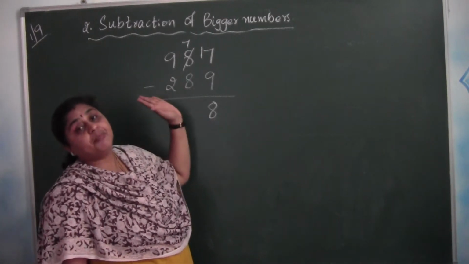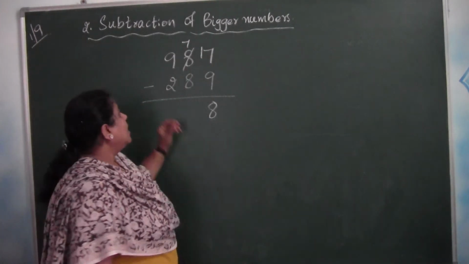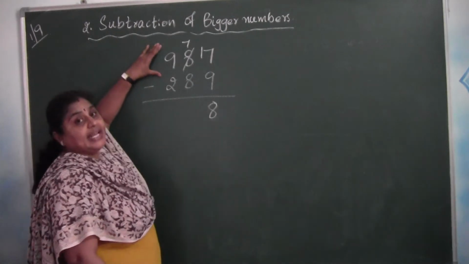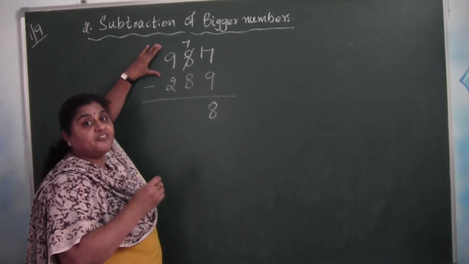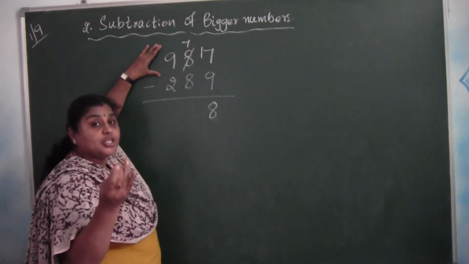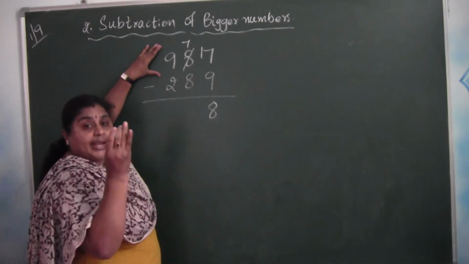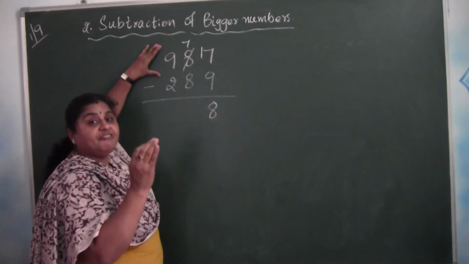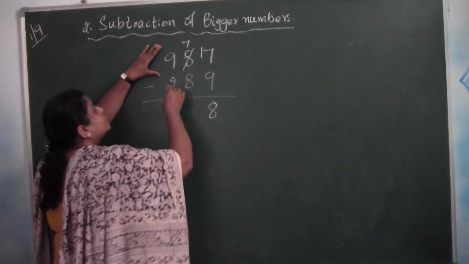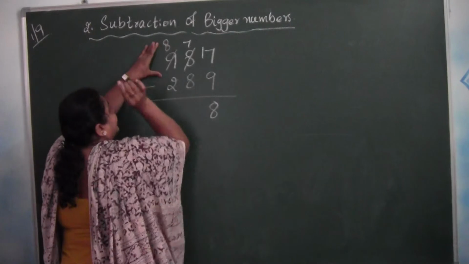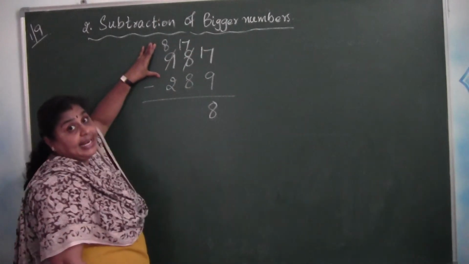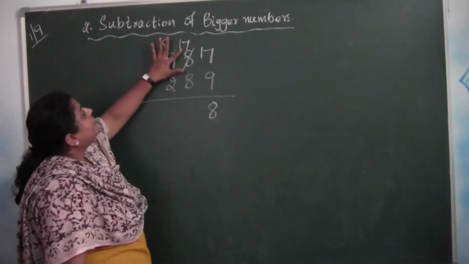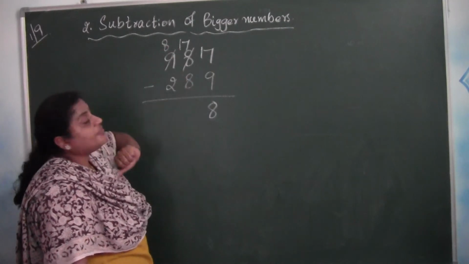Borrow again from the previous number. Now from 9 I am taking a borrow. So when I am taking a borrow from 9, what happens to 9? 9 changes to its before number. So before 9, 8. And this 7 changes to 17. Got it, children? Now, from 17 you have to take away 8.